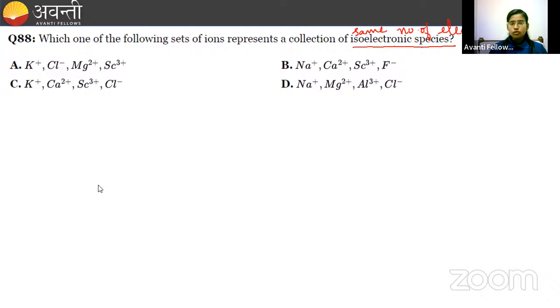So, let me go from option A, potassium. The atomic number of potassium is 19. And if it loses one of its electrons, it becomes K plus. So now the total number of electrons is 18. And next coming to Cl minus. The atomic number of chlorine is 17. And if it gains one electron, it becomes an anion. 17 plus 1 is 18.